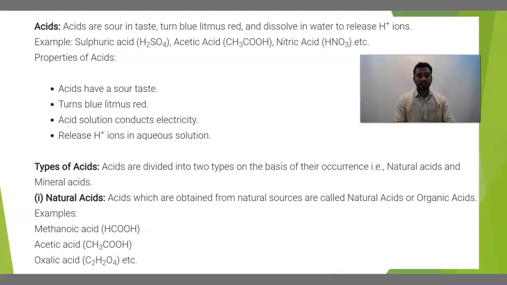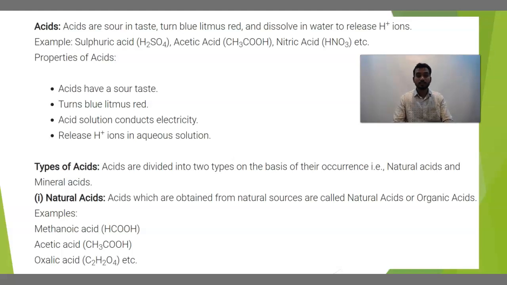We have different types of acids. Acids are divided into two types based on their occurrence, how they are obtained. One is natural acids, the other is mineral acids. Natural acids are those which occur naturally, which are obtained naturally. Those are natural acids or organic acids. Naturally means from where we are getting them.